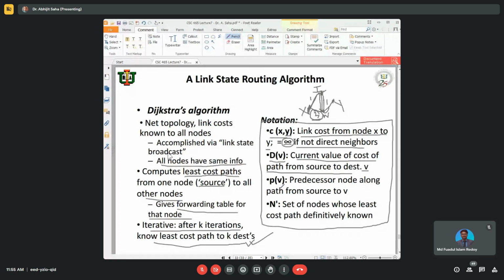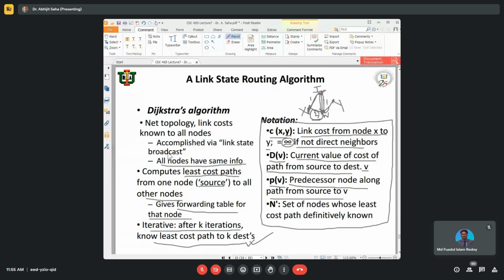Here, p(v) means the predecessor node along the path from the source to v. What is the predecessor? You can think of it as a past node, the previous node. When you start from x to w, to come to w, who is your previous node? Who is your predecessor node from w? It is x, so that is going to be p(w). And when you actually update the path from x through i to w, at that time, who is going to be your previous node?